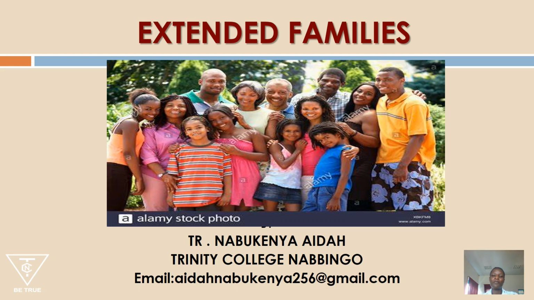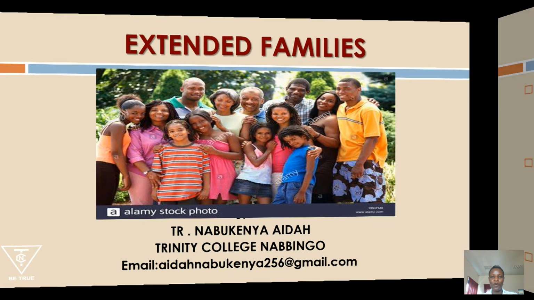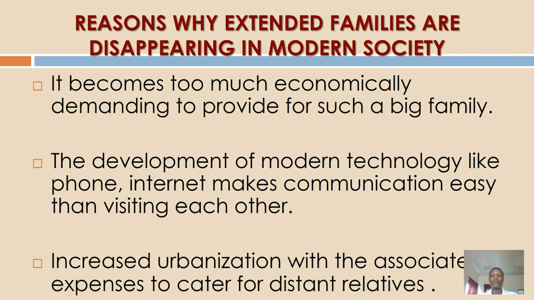When you look at our photo there, we are seeing a very big extended family. We have the grandparents in the middle, we have two brothers with their wives and the children. So this is an extended family. That is the African way to go. Come with me and we look at the reasons why extended families then are disappearing in the modern society.